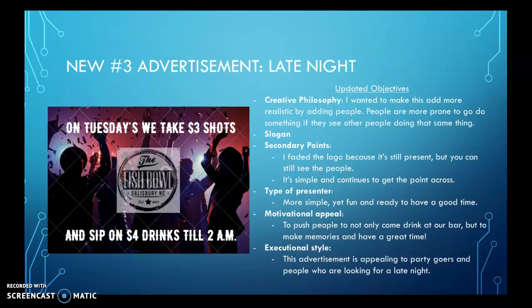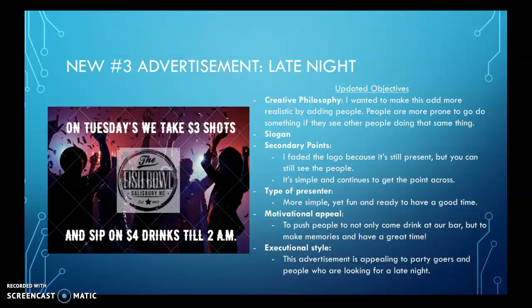And then finally, my last advertisement, the late night one, number 3. My creative philosophy behind this advertisement was I wanted to make this ad more realistic by adding people. I added people to the best of my ability. If people see advertisements with people that look like them in them, they'll be more encouraged to go do that thing. So definitely think about that when you're making new advertisements.